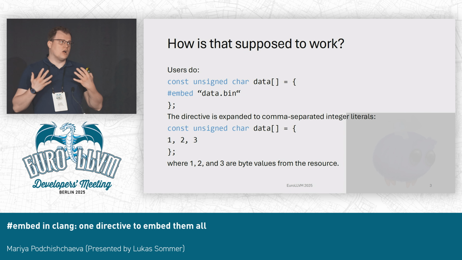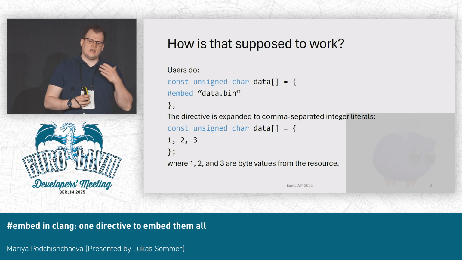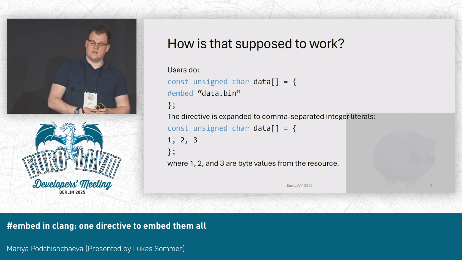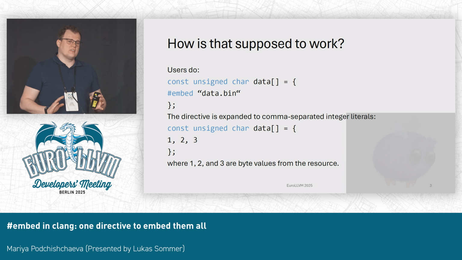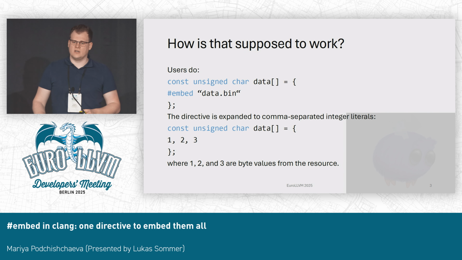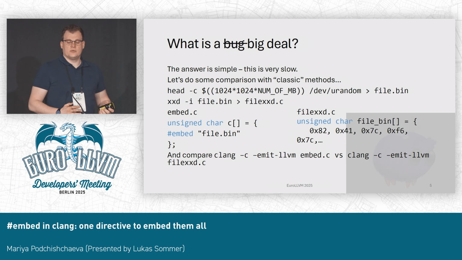As a mental model of how this works, imagine we have some data file here that we want to embed. What you can imagine is that it's basically taking the data from that and putting it as a list of integers, for example, in this case. And this works nicely as a mental model, but it's not how it's implemented in Clang. And that's for a simple reason, and that's performance.